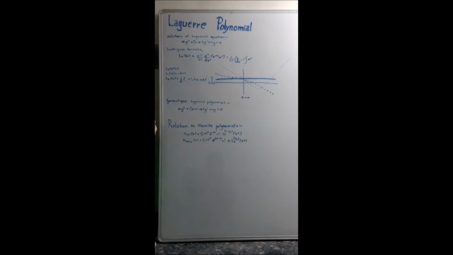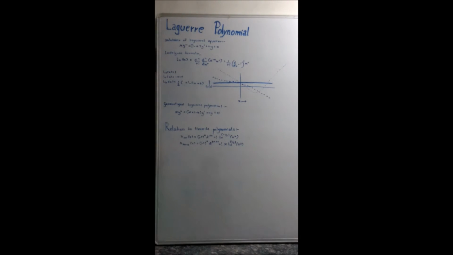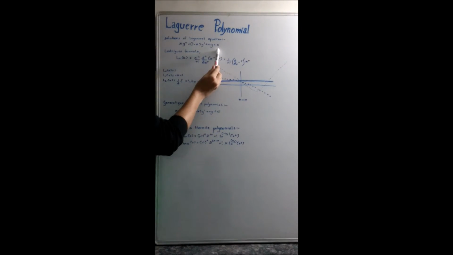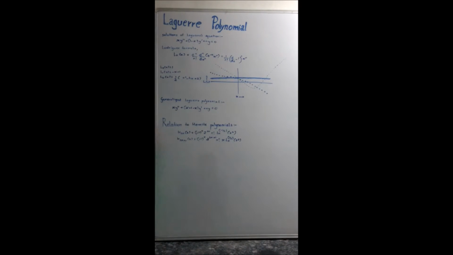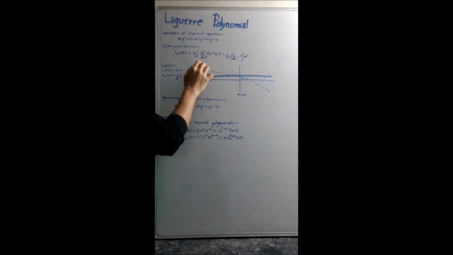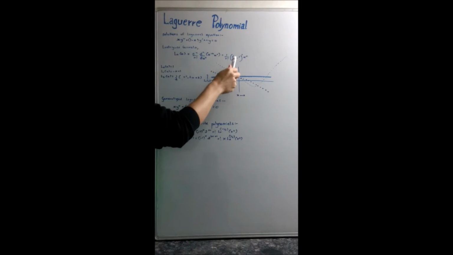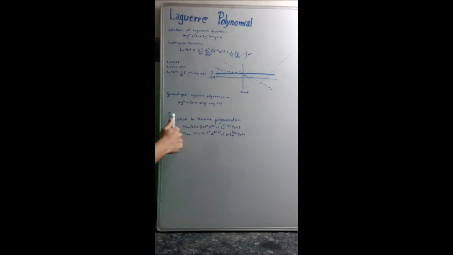On Laguerre polynomial. Laguerre polynomials are the solutions of Laguerre's equation, which is x y'' + (1 - x) y' + n y = 0. Now these polynomials are the polynomial sequence which can be derived from this formula: L_n(x) = e^x / n! times the nth derivative of e^(-x) x^n, which is also equal to 1/n! (d/dx - 1)^n times x^n.